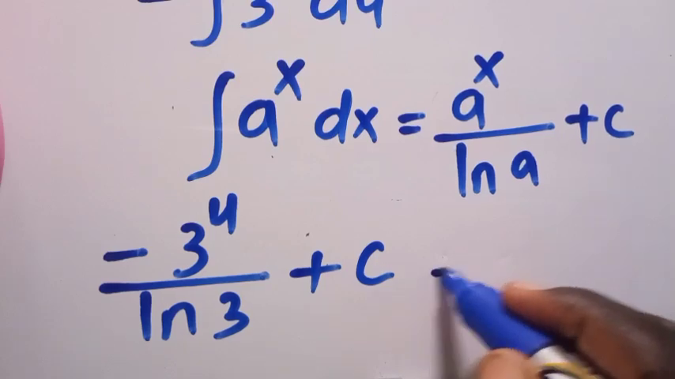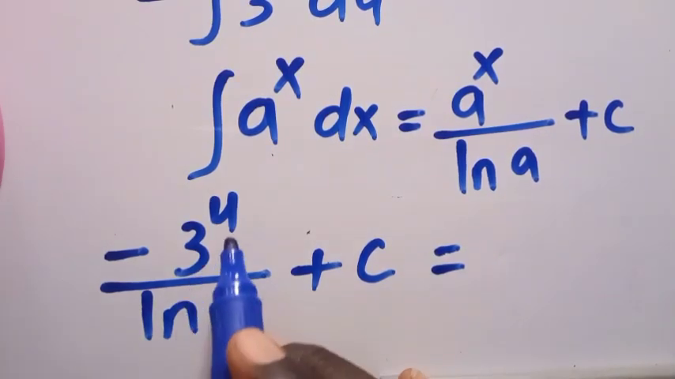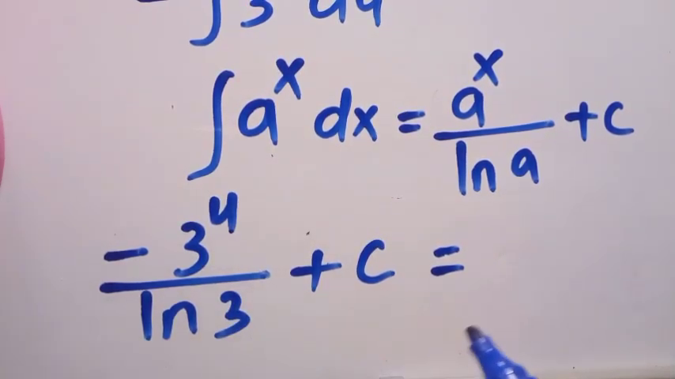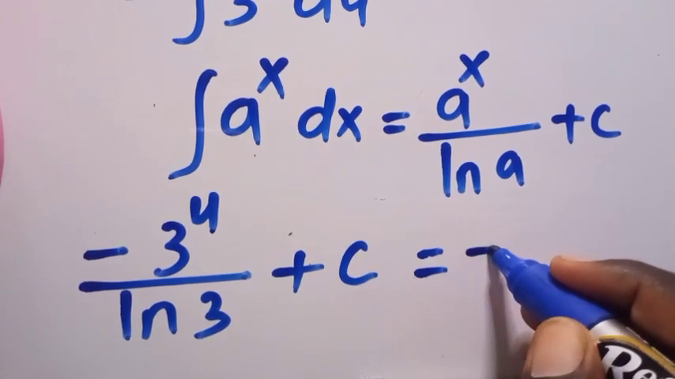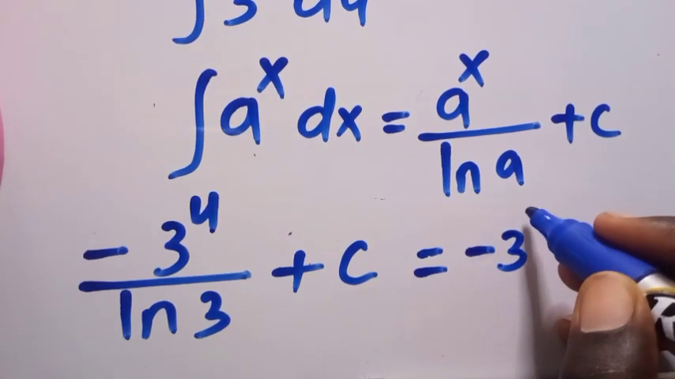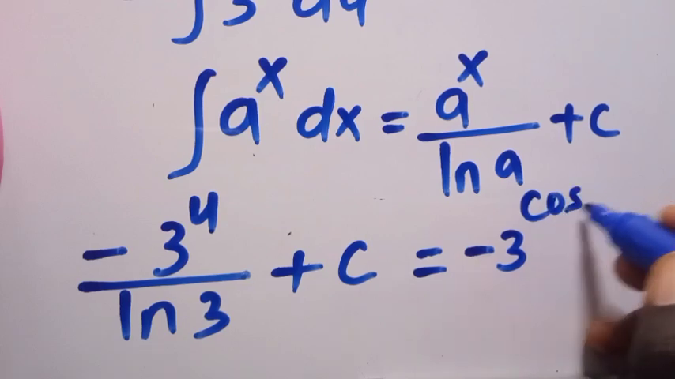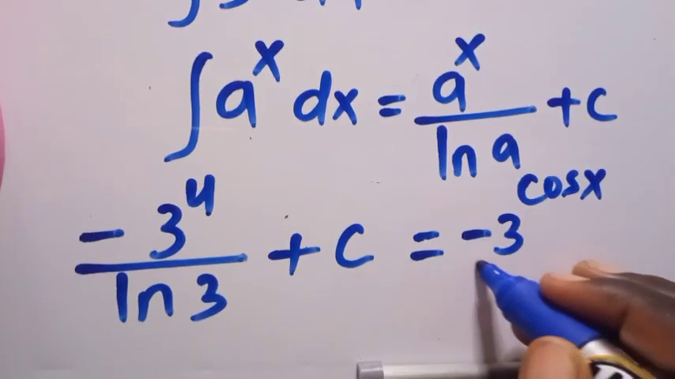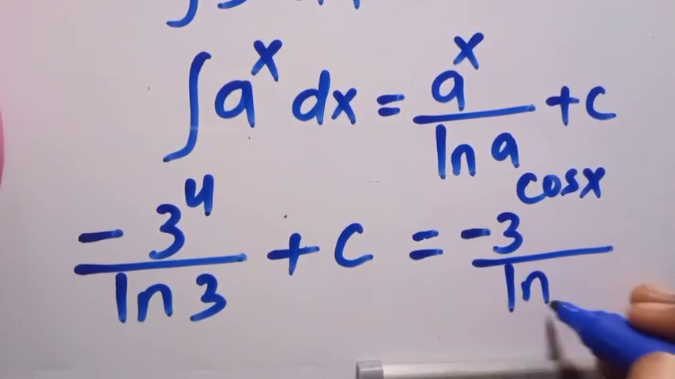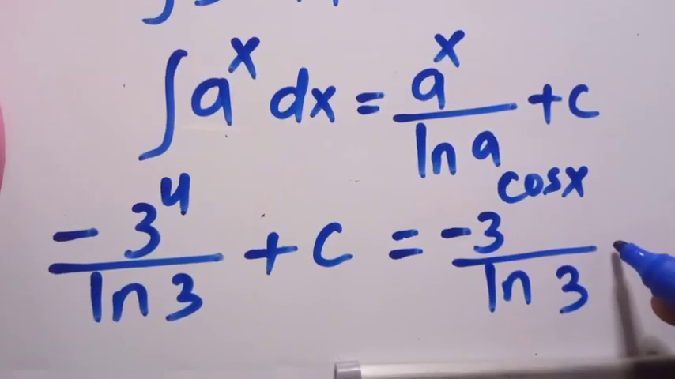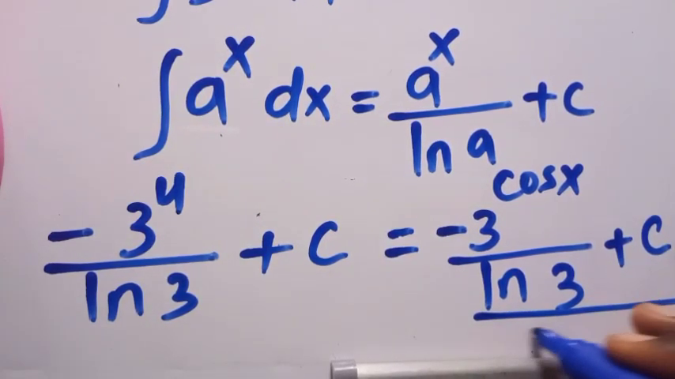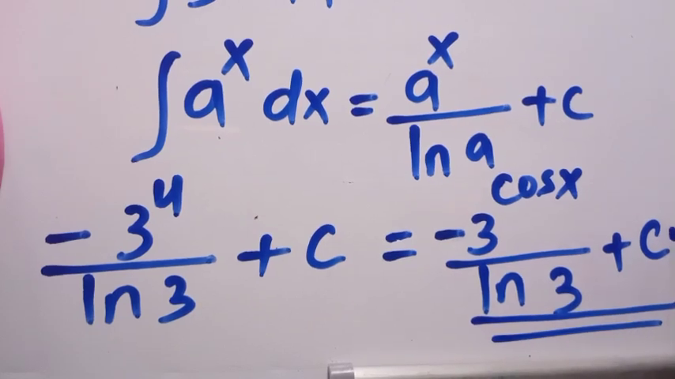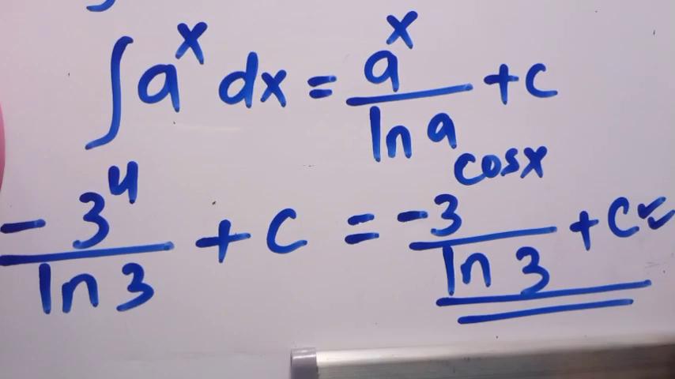Now, in this case, we have our u as cos x. Therefore, I substitute directly, and therefore, the answer is negative 3 raised to cos x, then all over ln of 3, then plus the constant of integration. And that is the final answer that we shall obtain in integrating this function.